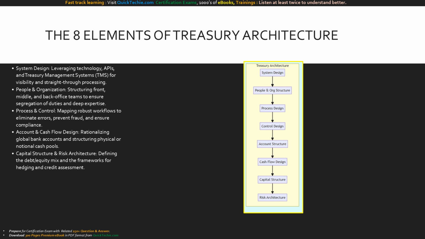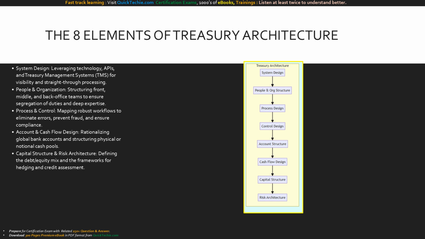Then we tackle account structure and cash flow design. We do not want hundreds of idle bank accounts globally. We want streamlined cash concentration. Finally, we design our capital structure and our risk architecture. This means establishing the optimal debt-to-equity ratio and setting up the policy frameworks that dictate how we hedge. As a Treasury architect, you must balance all 8 of these elements simultaneously to ensure the machine runs flawlessly. Take a look at this block diagram representing our Treasury architecture.